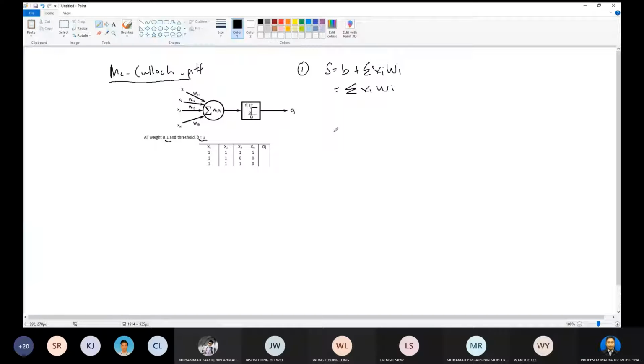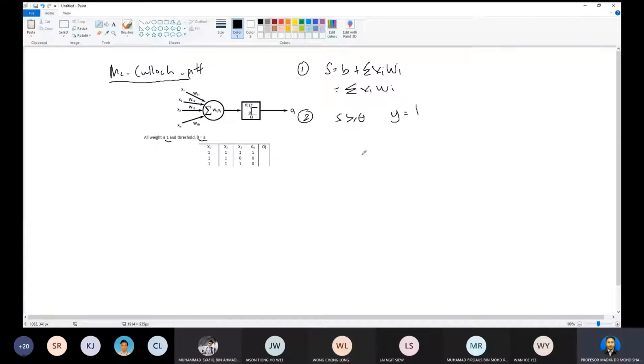Then second step, you have to compare. After you calculate S, the net input, you have to compare with the threshold. Similar to before, if S is greater than or equal to the threshold, Y equals 1.